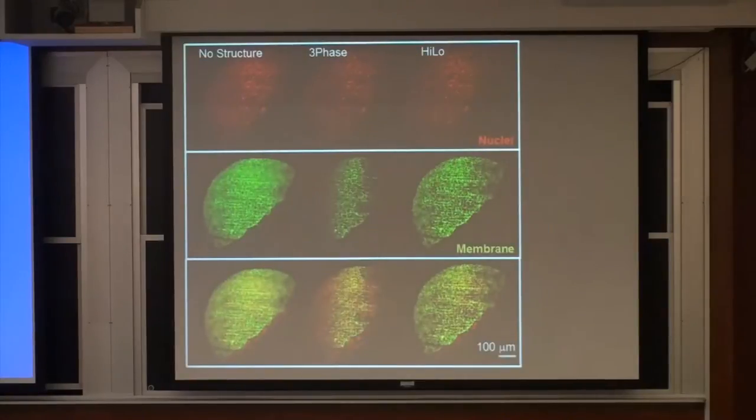Now, this effect becomes dramatic once you have a membrane kind of structure. High-low does quite well, particularly at higher depth, and you can see the structure. You can remove the background and get the structure back without losing the structures.